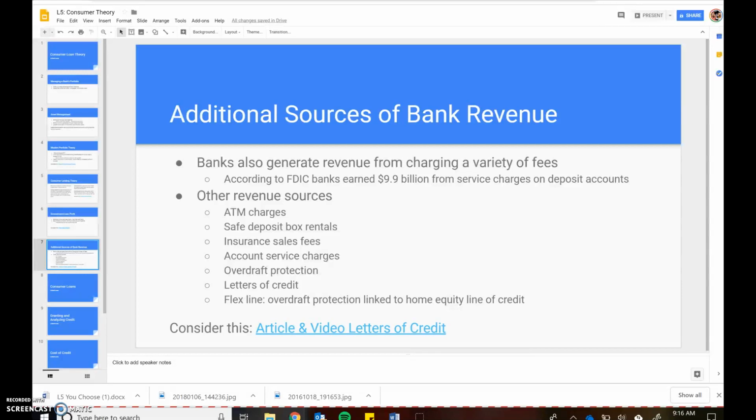In addition to generating revenue from managing loan portfolios, banks also generate revenue from charging a variety of fees. These fees include the list that you see below, but know that, according to the FDIC, banks earned $9.9 billion from service charges on deposit accounts. There are a number of services banks offer that generate revenue but are not included on their balance sheet. You can consider off-balance sheet activities as overdraft protection and assorted letters of credit. We've not talked about letters of credit, so please consider watching the video and reading the article on letters of credit.